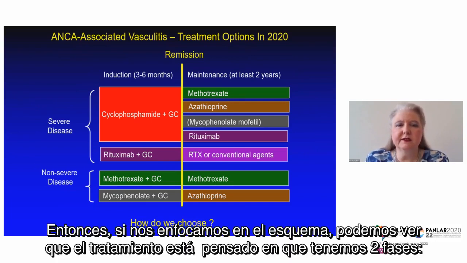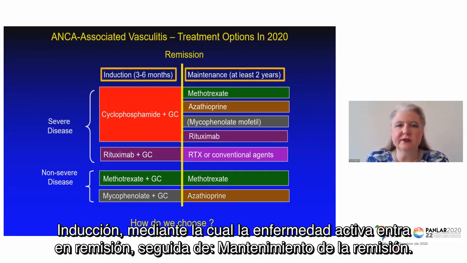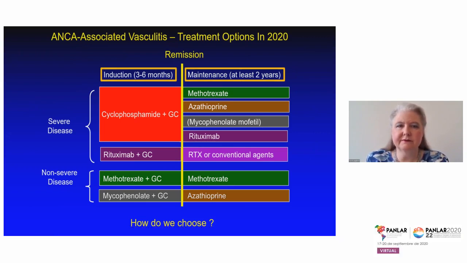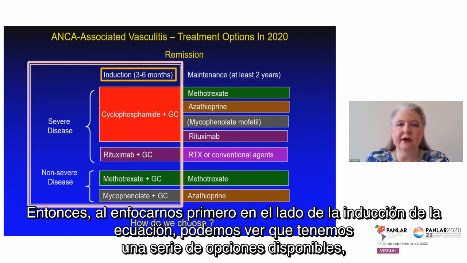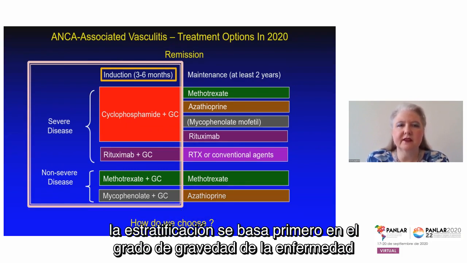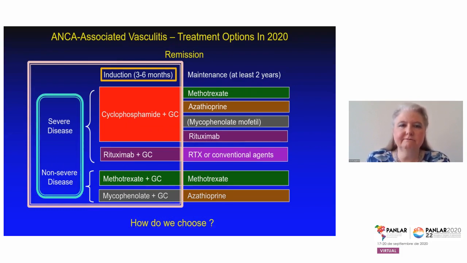So if we focus on the schematic, we can see the treatment is thought of as having 2 phases. Induction, whereby active disease is brought into remission, followed by remission maintenance. So in focusing first on the induction side of the equation, we can see that we have a number of options available to us. Stratification is first based upon the degree of disease severity.